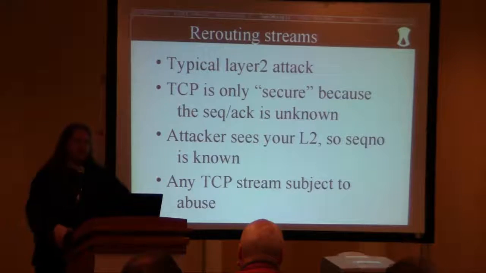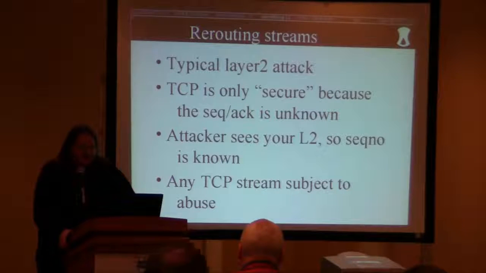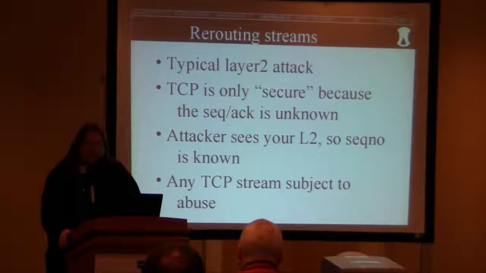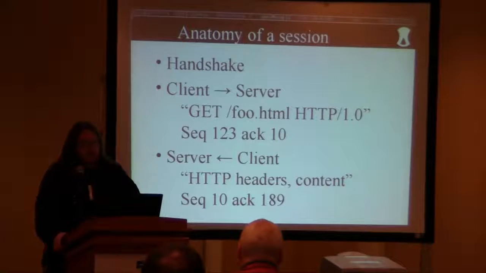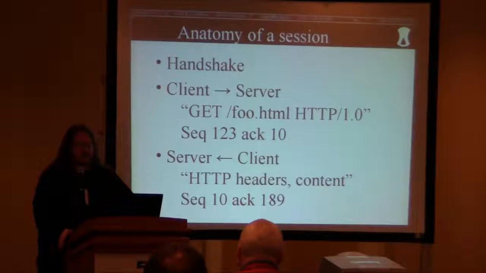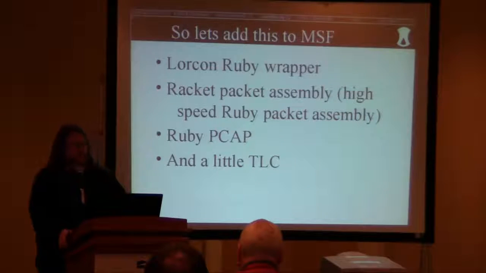So, rerouting TCP streams. It's a typical layer 2 attack. TCP is only secure because the sequence and ACK numbers aren't known. If you're unencrypted and I'm on your shared media network, I see your sequence and ACK numbers. Any TCP stream is subject to abuse. So what does it look like? SYN-ACK, handshake. The client goes to the server and says, get this web page, sequence number, ACK number. The server says to the client, here are your headers, here's your content, here's your sequence number, here's your incremented ACK number.